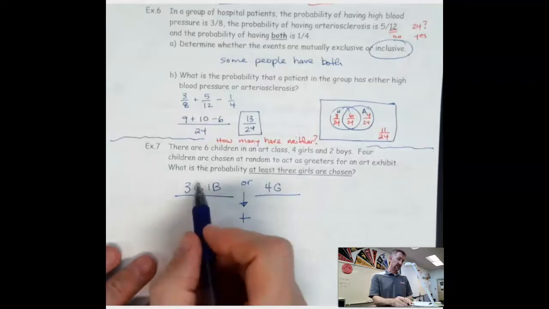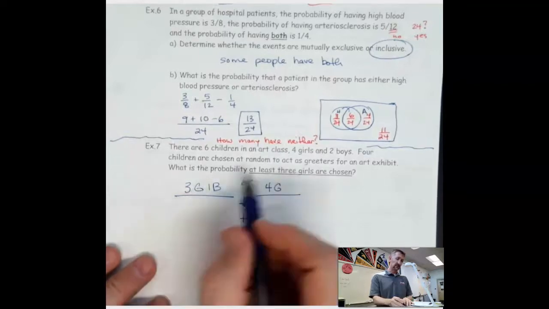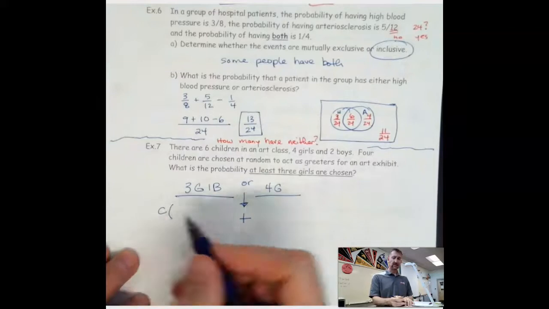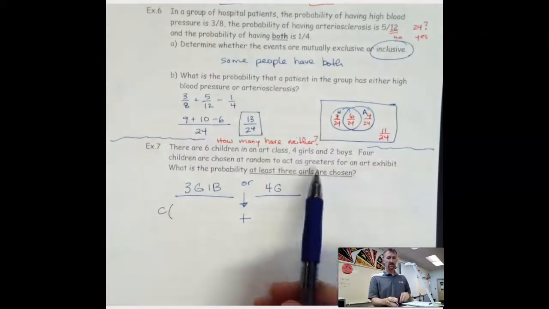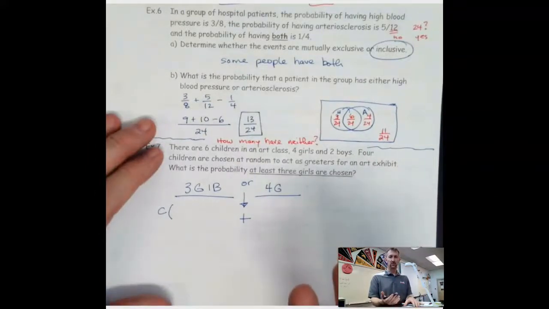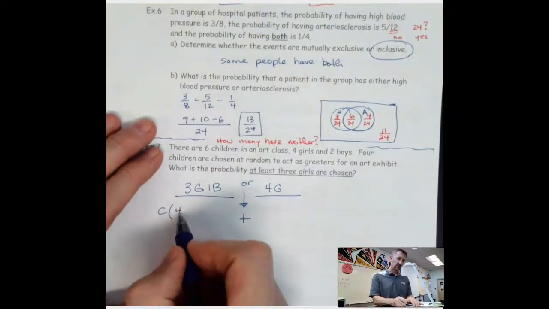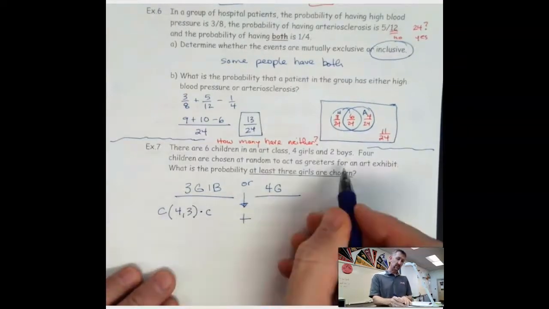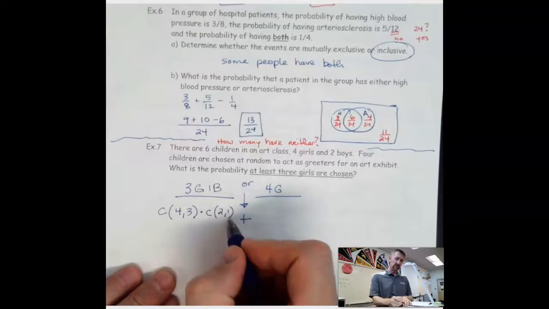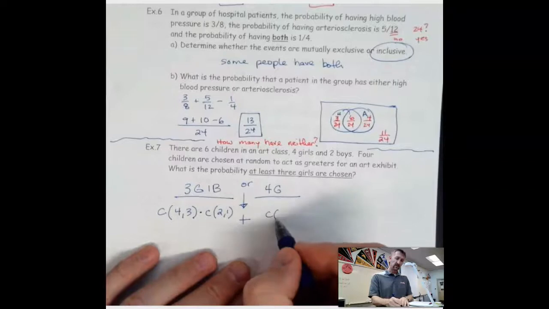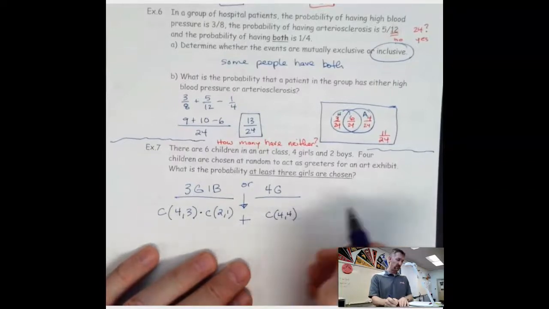So, if you want to choose 3 girls, and there are 4 girls total, this goes back to our first lesson, combination. Because for an exhibit, the order doesn't matter. We're just asking who did you pick? So there were 4 girls, and we're going to choose 3 of them. And there are 2 boys, and we're going to choose 1 of them. Okay. Now over here, there are 4 girls, and we're going to choose all 4 of them.